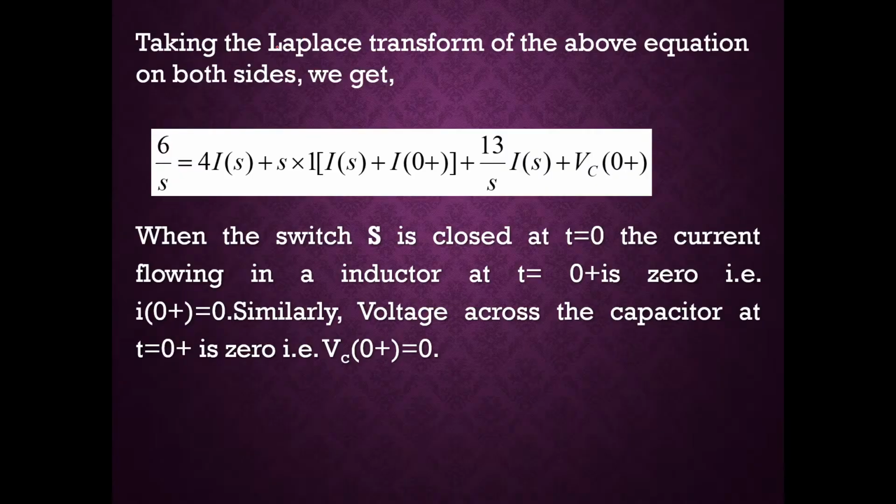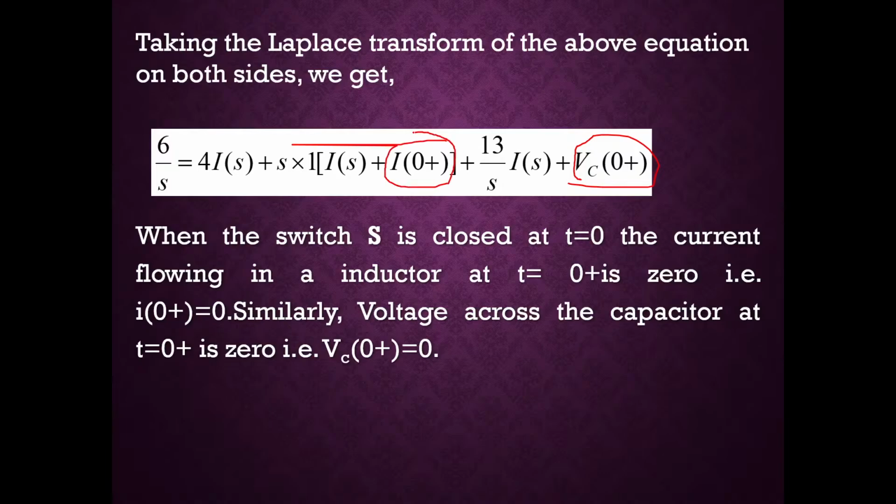Now take the Laplace transformation of the above expression. What do you get? 6 by s is equal to 4 I of s plus s into 1, which is the L value, into I of s minus I of 0 plus 13 by s I of s plus Vc of 0 plus by s. I have specifically written 1 here because I can't simply leave it out. This is our initial condition for the voltage across the capacitor.